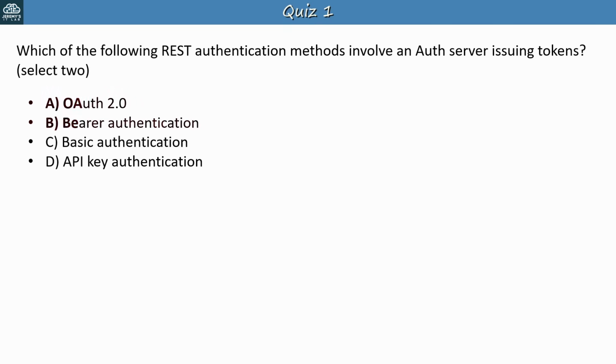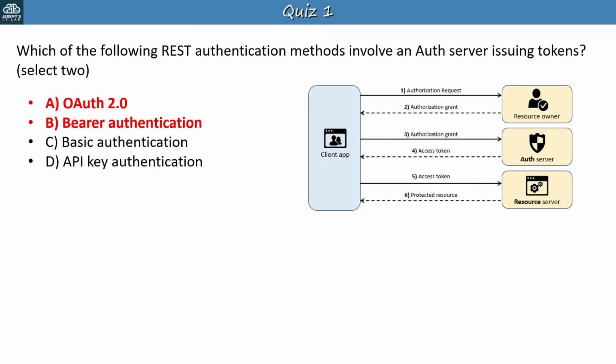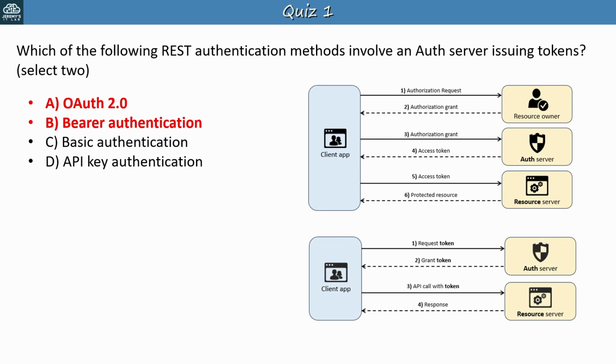Okay, the answers are A and B, OAuth 2.0 and bearer authentication. Here's the diagram I showed for OAuth 2.0, and here's the diagram for bearer authentication. Basic authentication doesn't involve an auth server. It just uses simple username and password authentication. And neither does API key authentication, which uses a static key. Okay, let's go to the next question.